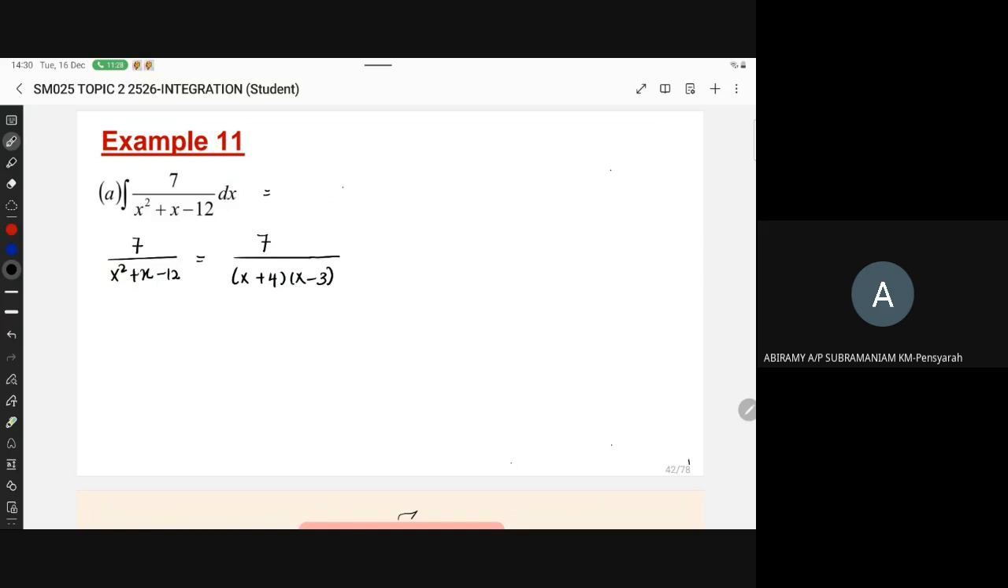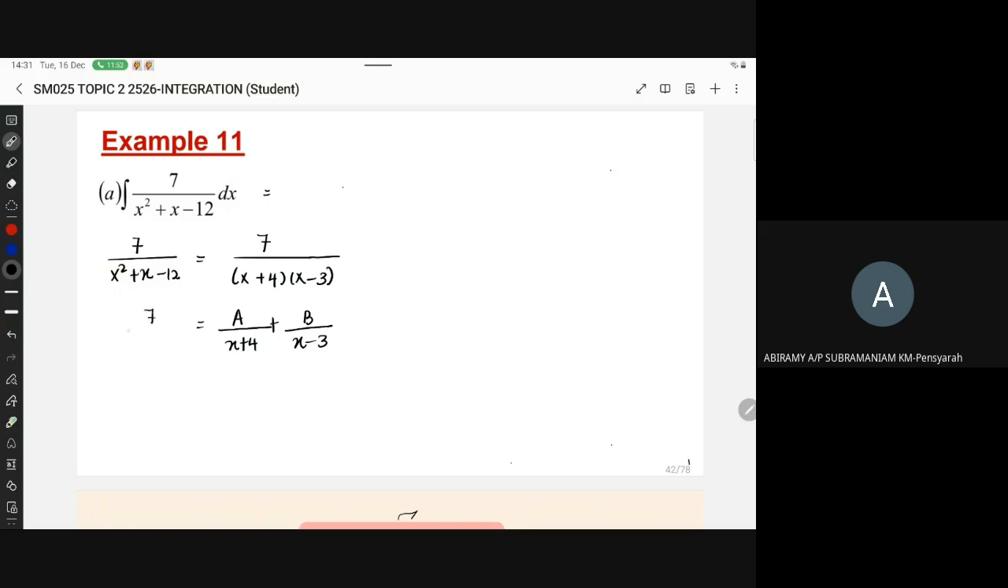Since this quadratic can be factorized, we recognize the factors as linear factors. Both factors are linear factors. How do we write linear factors as partial fractions? A over (x plus 4) plus B over (x minus 3).